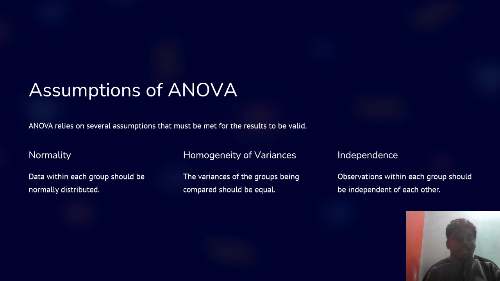Normality. Data within each group should be normally distributed. Homogeneity of variance. The variance of the groups being compared should be equal. Independence. Observations within each group should be independent of each other.